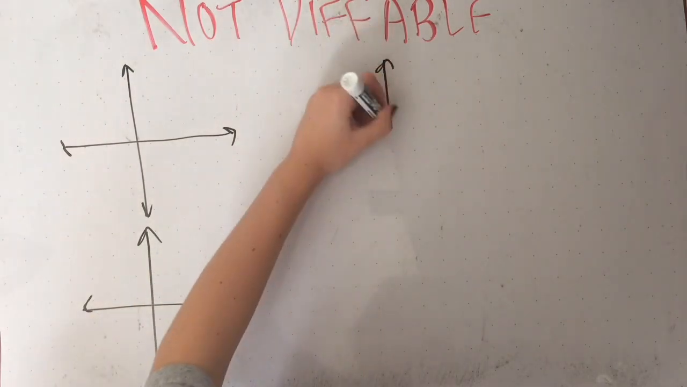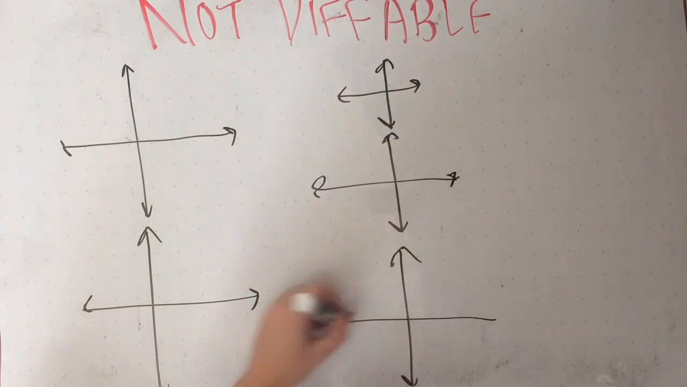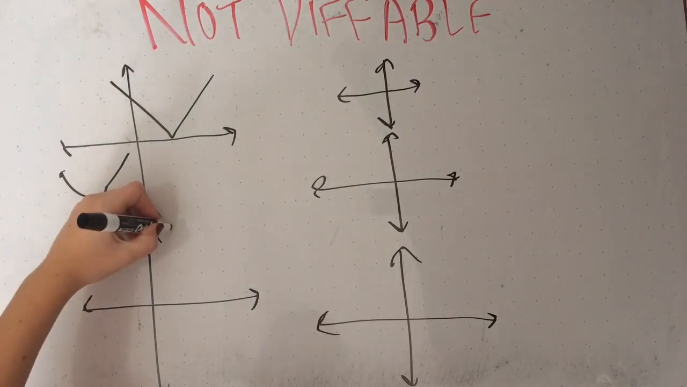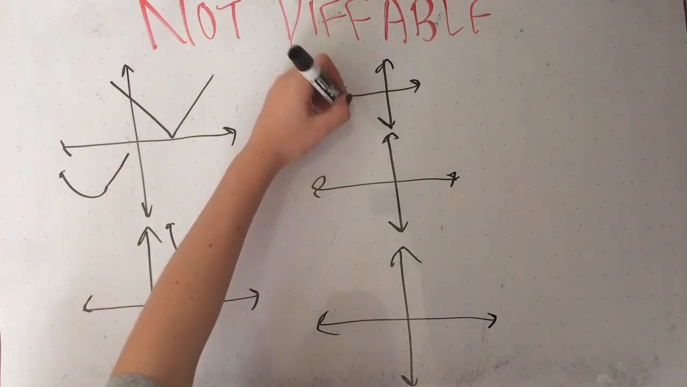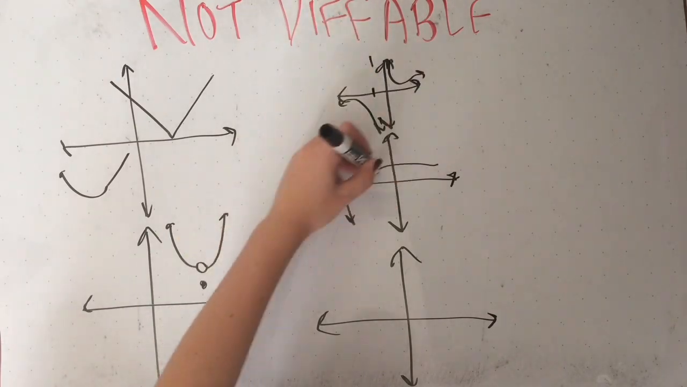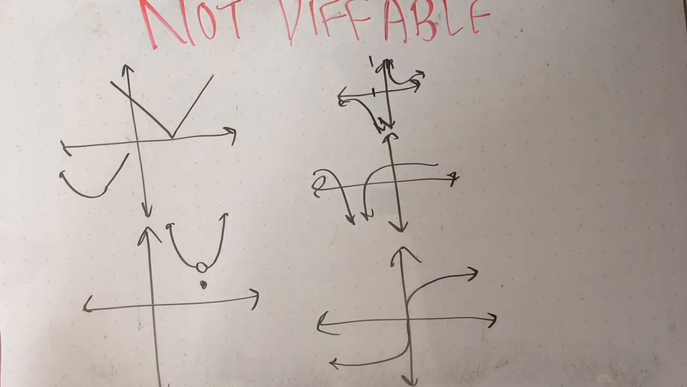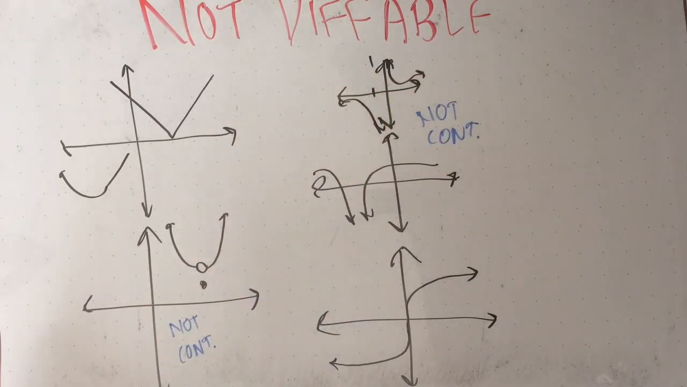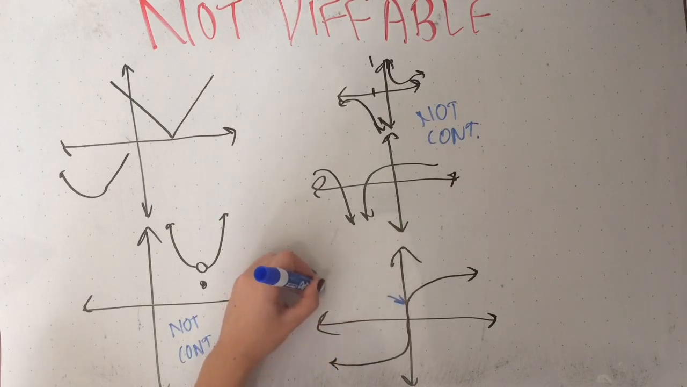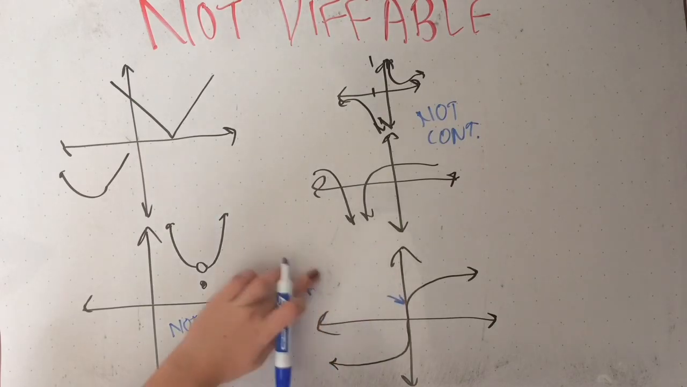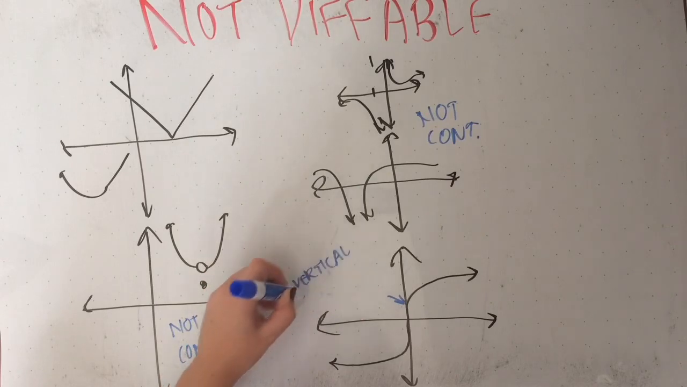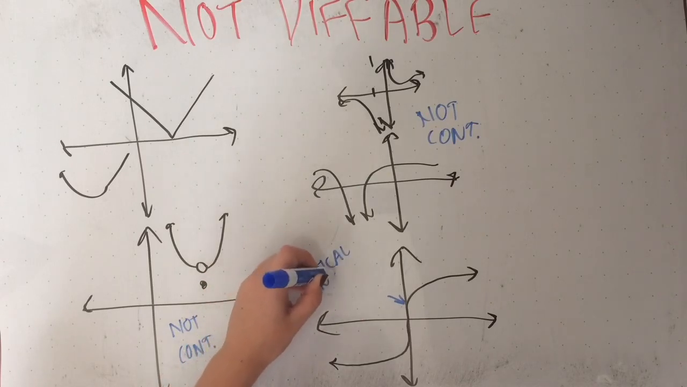So let's take a look at those graphs. The first one is usually with an absolute value graph, but it's a sharp corner. The second one is a discontinuity like a hole. The third one is a discontinuity like asymptotes. And the fourth one is when there's a vertical tangent line. So it's easy to see why it's not differentiable at those two, because it's not continuous. But this one is trickier. When there's a vertical tangent line, that means that the slope of the tangent line is infinity, and we can't really do anything with that. So we say that it's not differentiable.